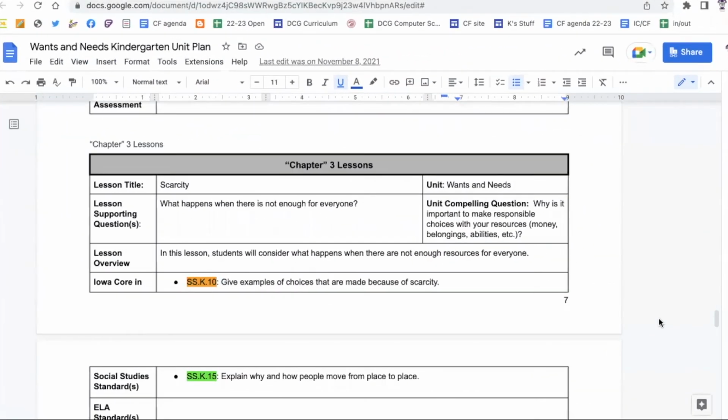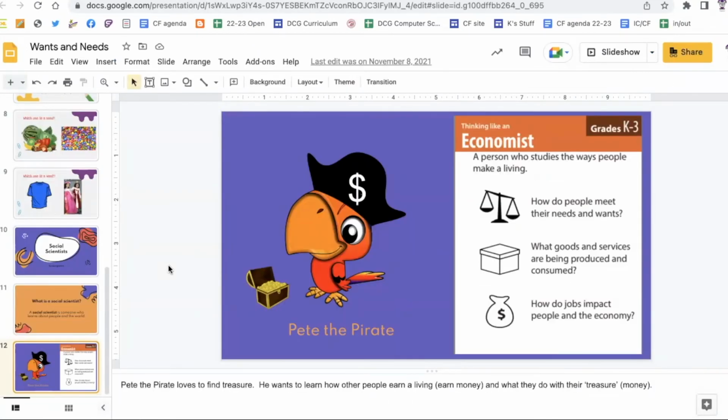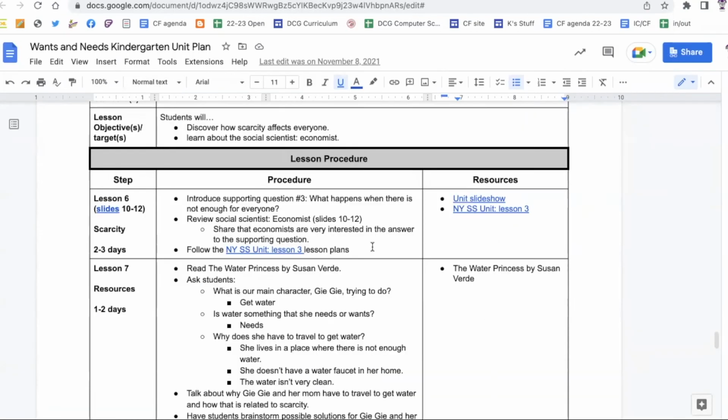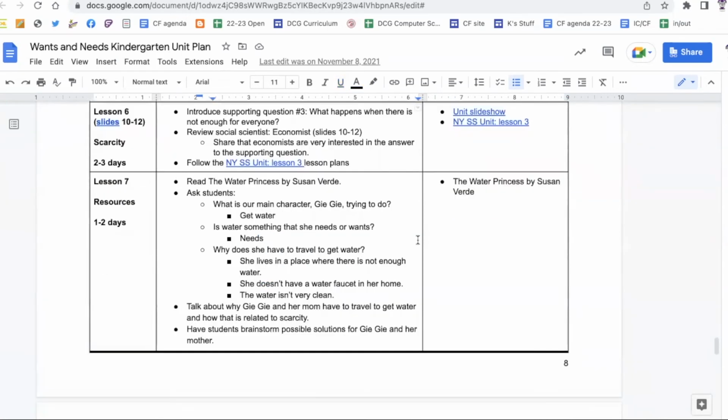Chapter 3 is called Scarcity. So in this chapter, students are going to learn about what happens when there's not enough for everyone. In lesson 6, students start learning how to think like an economist. So we meet Pete the Pirate, and we find out what an economist does and the types of questions that they ask. After students learn about what an economist is and does, follow the New York Social Studies Unit Lesson 3 plan.